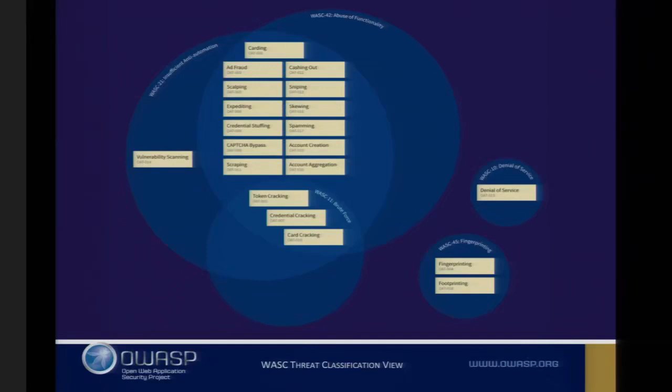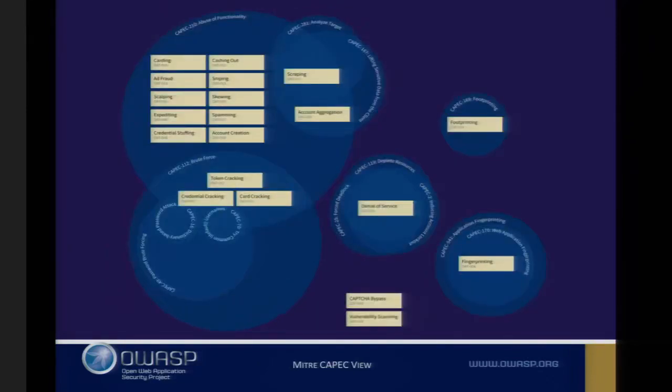OWASP uses the term fingerprinting for both of these activities, and it's got a separate denial of service category. So you can see what we've really done is drill down in this area. Similarly for the Common Attack Pattern Enumeration and Classification, most of the issues fall within this abuse of functionality. CAPEC does have separate footprinting and fingerprinting, and obviously denial of service as well. There were a couple of things which didn't seem to be in CAPEC at all. And then there are some brute force specific attacks in CAPEC.